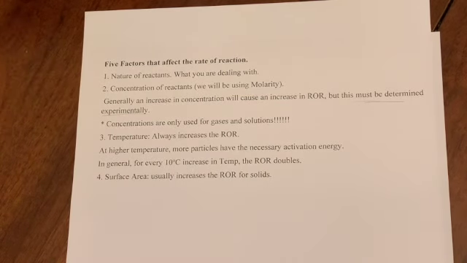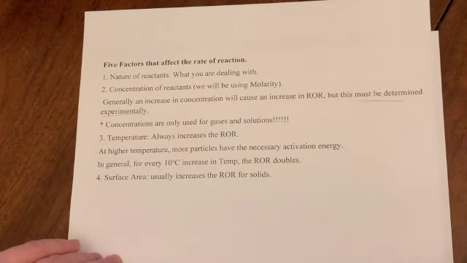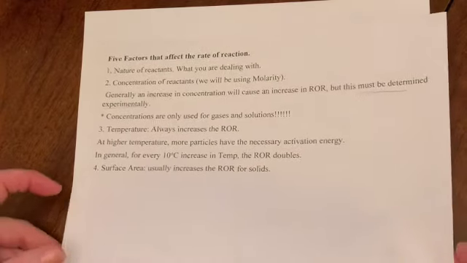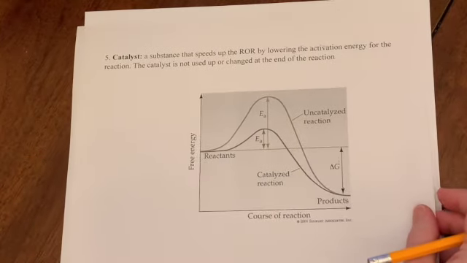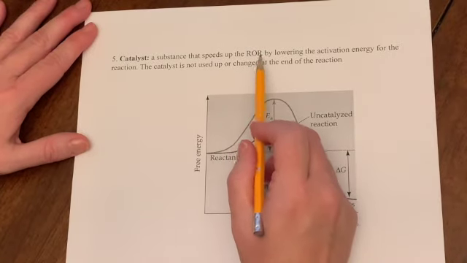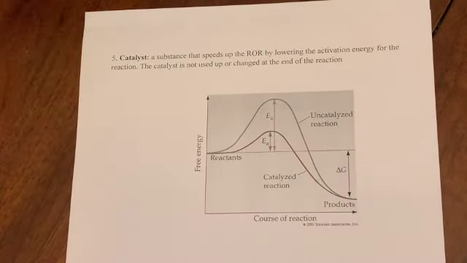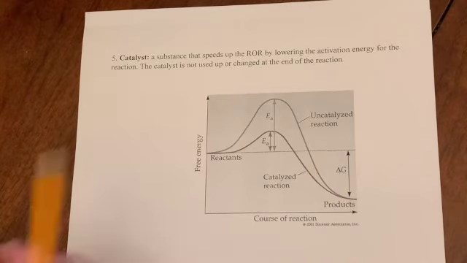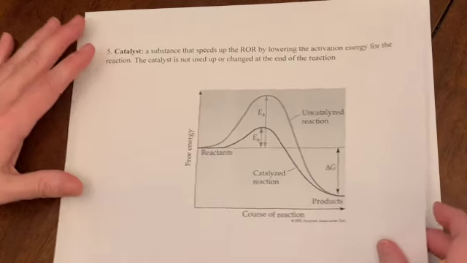The fourth is surface area. Typically, if you increase the surface area, you will have a greater rate of reaction. This, again, is just giving you more particles to be able to touch, come into contact with each other more readily. All right. The fifth factor is the presence of a catalyst. A catalyst is a substance that speeds up the rate of reaction by lowering the activation energy. And we're going to take a look at that right here in this graph.